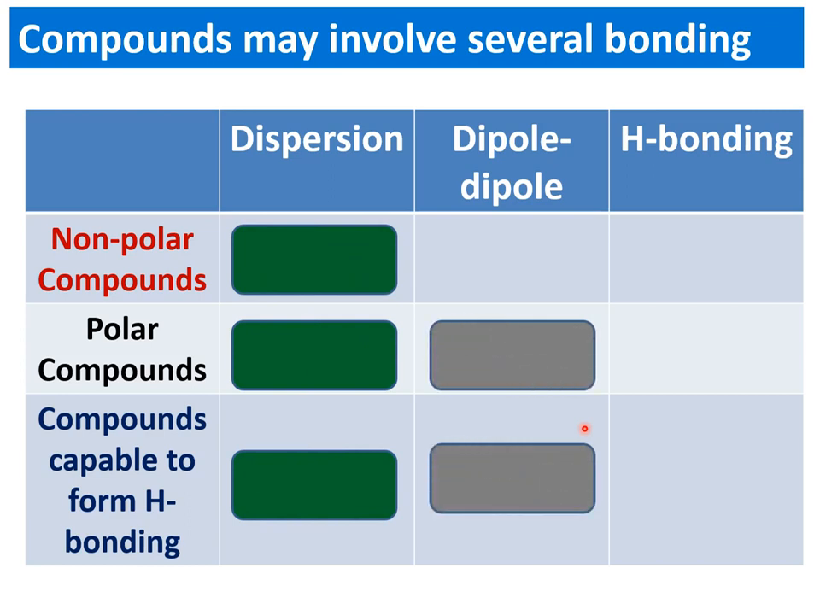And the compounds capable of forming hydrogen bonding have all 3 types of physical bonding: London dispersion, dipole-dipole, and hydrogen bonding. So if I asked you, in a compound like HCl, what kind of bondings exist in HCl? There exist the dispersion, the dipole-dipole, and the hydrogen bonding. But if I asked you the major type, you will say hydrogen bonding.